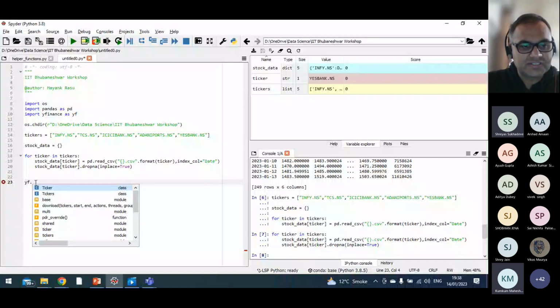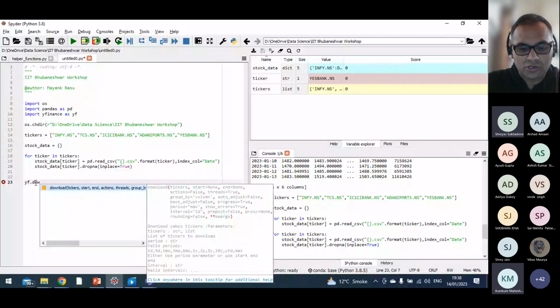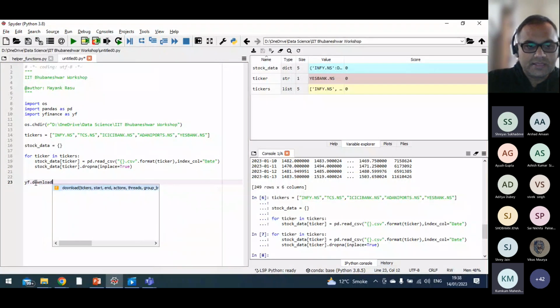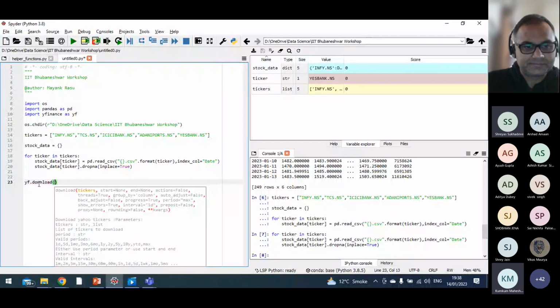All right. So the function that you have to use here is yf.download. Okay, so yf.download, and then all you have to do is give the name of a ticker or tickers. So for example, if I go with infi.ns, and that's it. If I run this, I will get the data. But by default, I will get a lot of data.